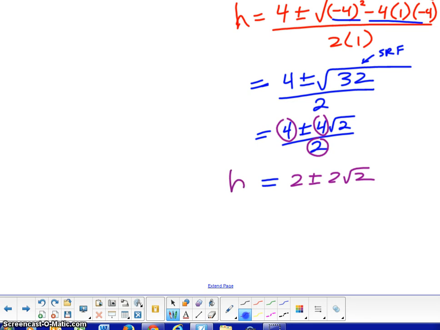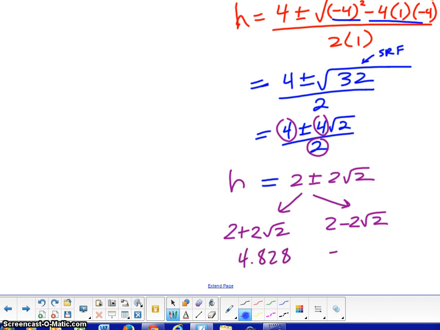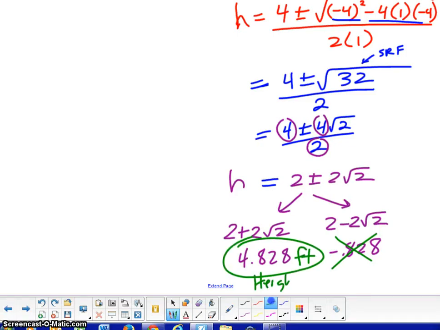But again, you want to take an answer and make it more realistic with the distance. So if I take 2 plus 2 radical 2, and then also 2 minus 2 radical 2, I come up with two answers of 4.828 and negative 0.828. Okay, you can't have a negative distance, so that's out, leaving you with 4.828 as the height of the wall. And this would be in feet. Yes, it will be in feet. Height of wall.